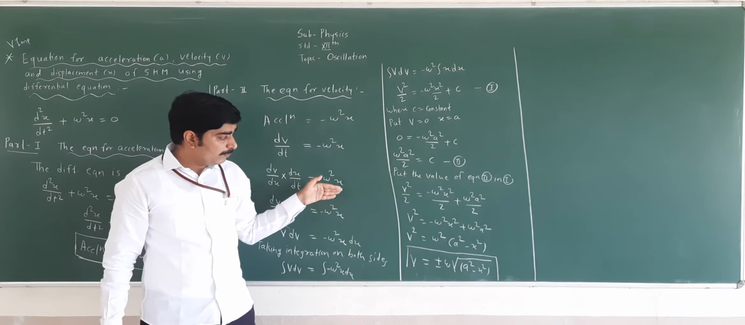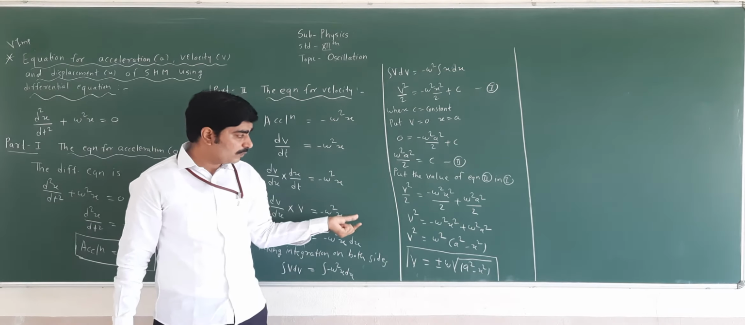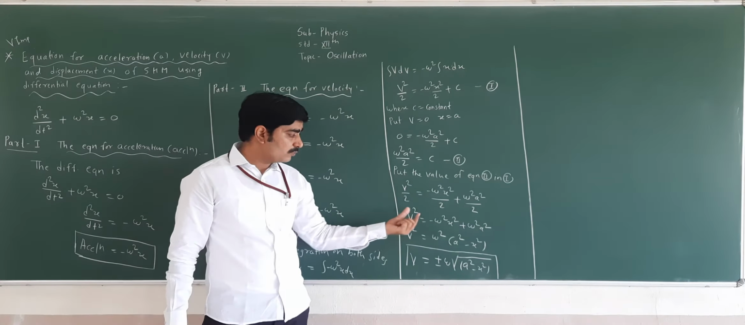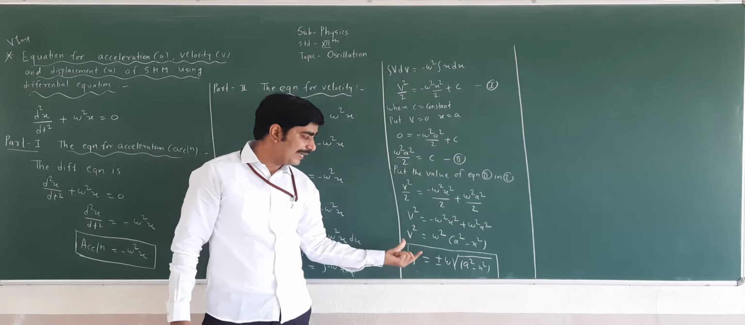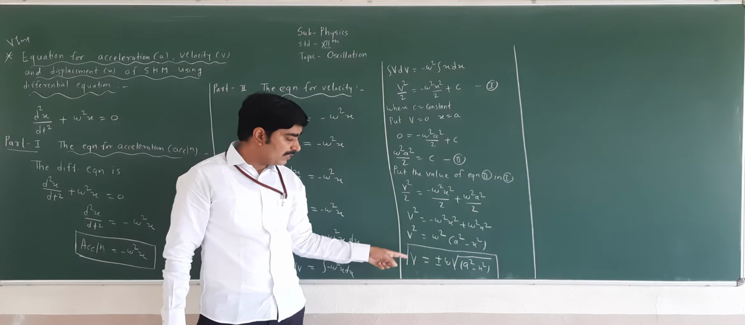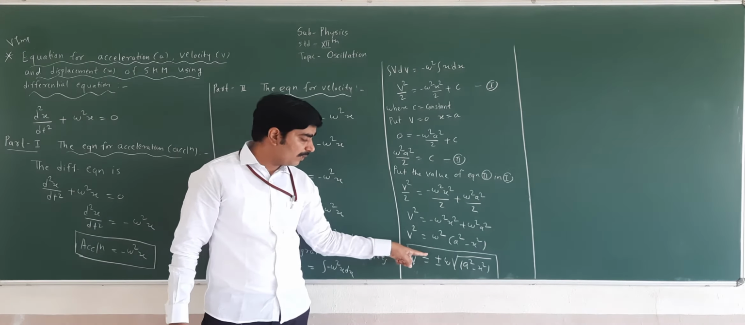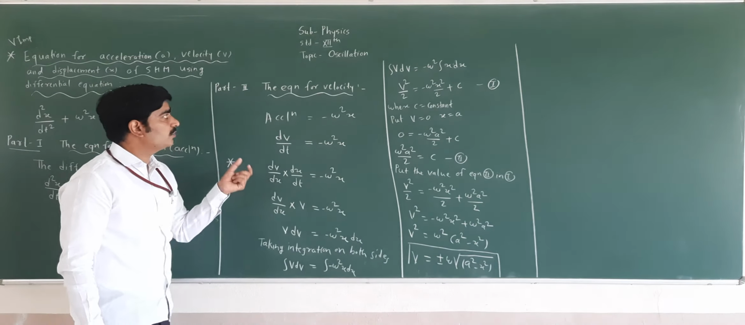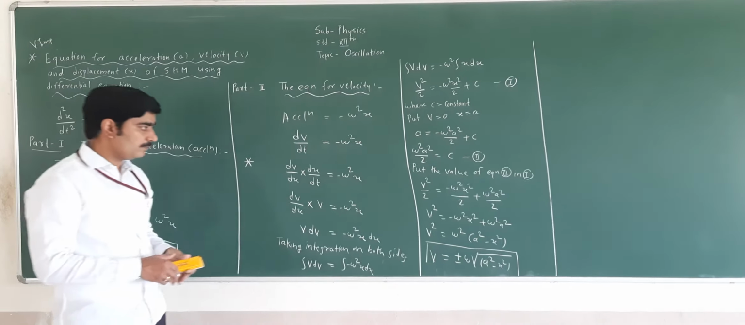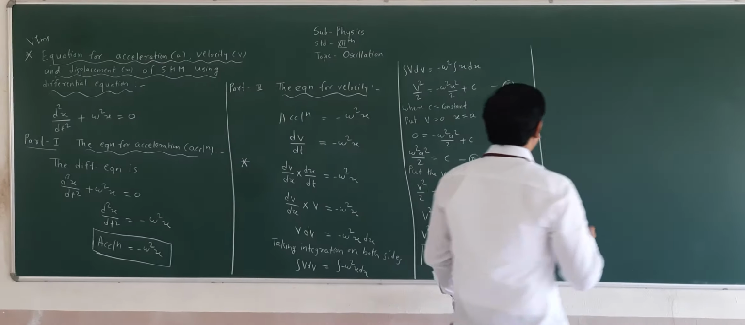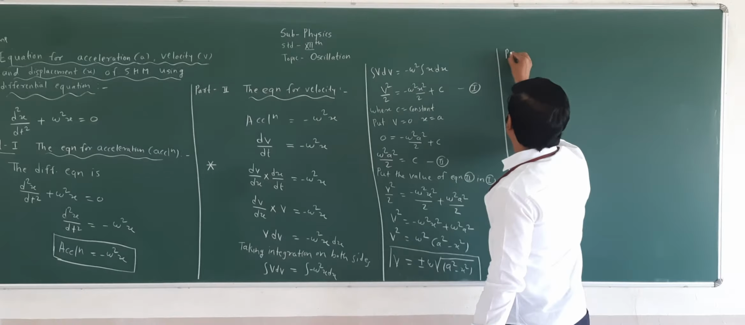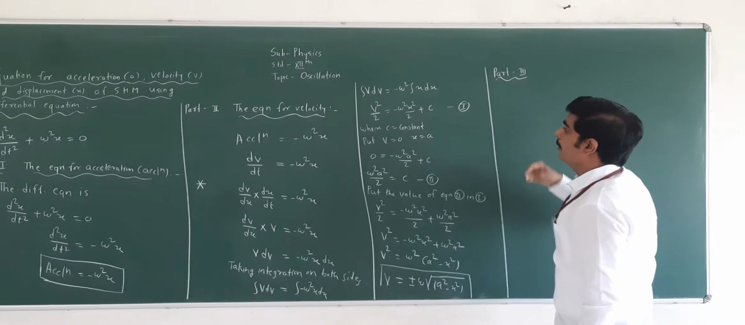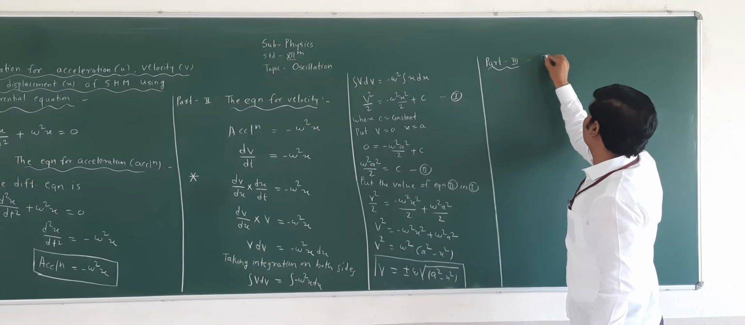Now 2 will be cancelled. So v square is equal to minus omega square x square plus omega square a square. Now v square is equal to omega square common into bracket a square minus x square. So v is equal to plus minus omega under root a square minus x square. This will indicate the equation for velocity. Now we are going to see part third. The equation for displacement.